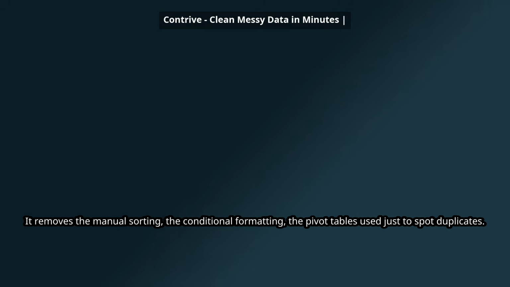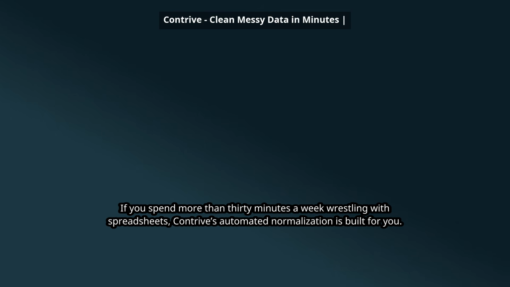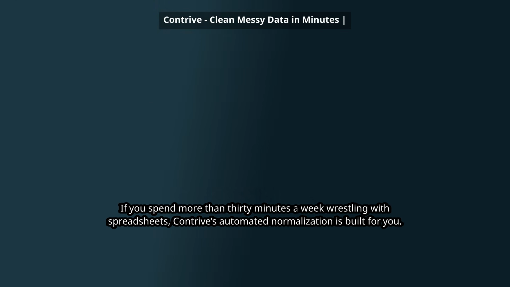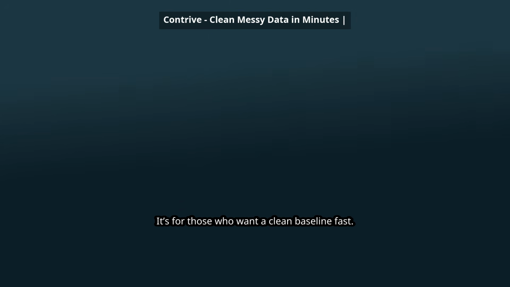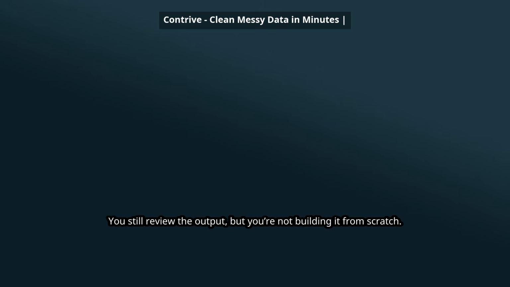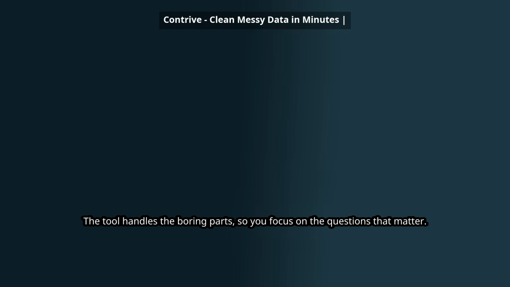It removes the manual sorting, the conditional formatting, the pivot tables used just to spot duplicates. If you spend more than 30 minutes a week wrestling with spreadsheets, Contrive's automated normalization is built for you. It's not for people who like fine-grained control over every cell. It's for those who want a clean baseline fast. You still review the output, but you're not building it from scratch. That shift saves real hours. The tool handles the boring parts, so you focus on the questions that matter.